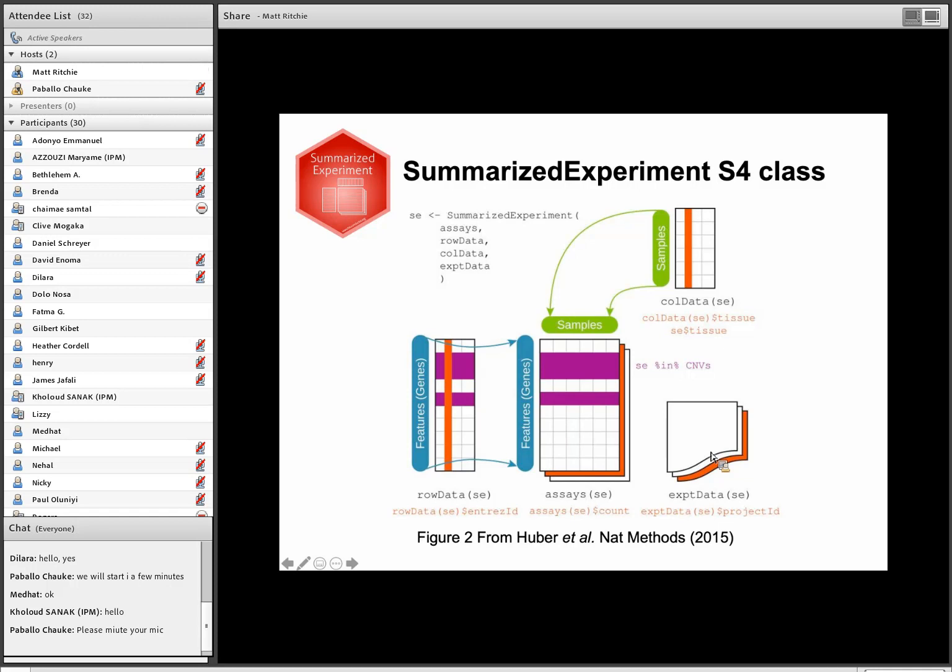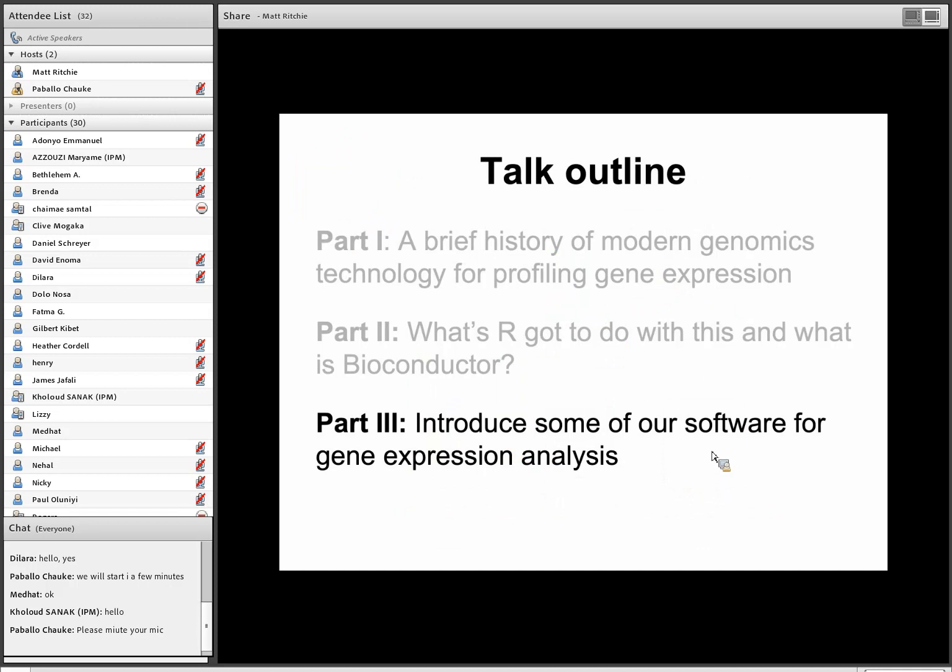So this is just some examples of some of the classes that Bioconductor software organizes itself around. And there are many others, for single cell data and other types of data. So that's my very brief overview of the first two parts, modern genomics technology and what Bioconductor is. I'm happy to pause now, though, if anyone has any questions.